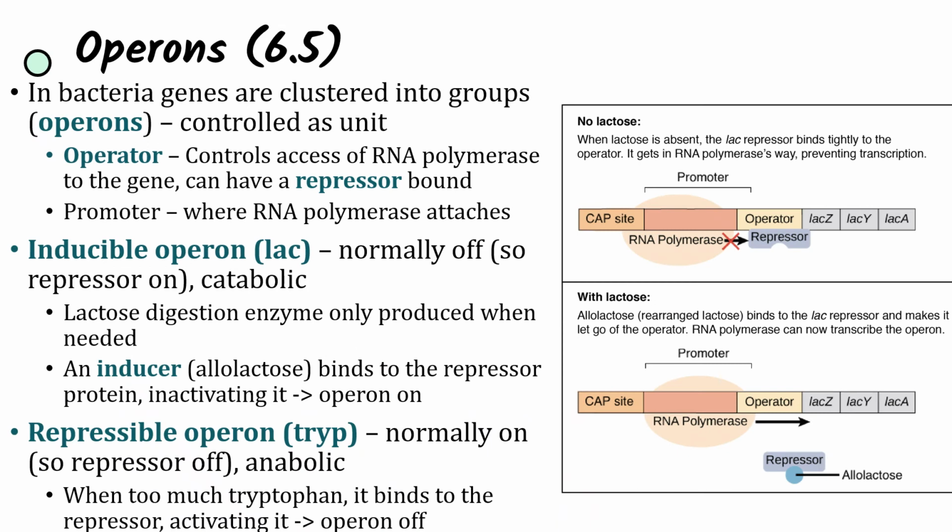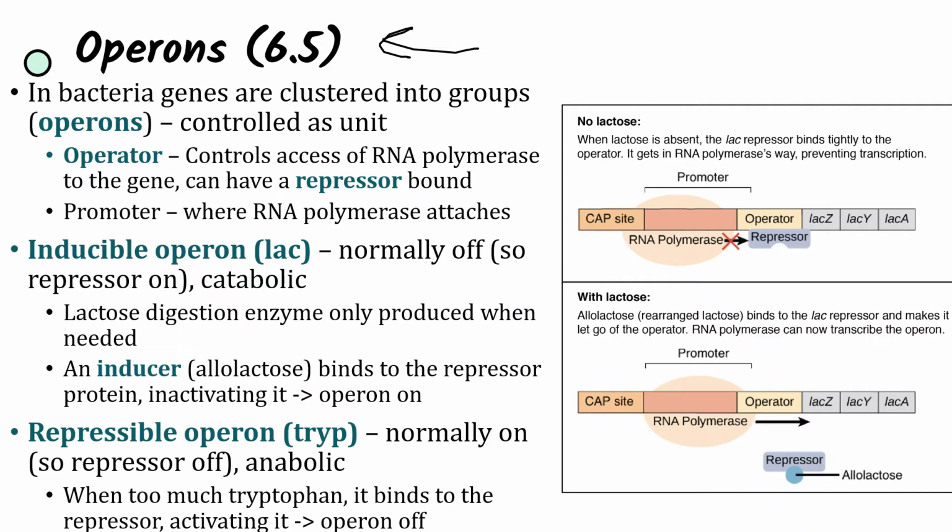So within prokaryotes, gene expression is regulated through the use of operons. And operons are genes clustered into groups, and they're controlled as one unit, sort of like transcription factors inducing transcription for multiple genes in a coordinated effort. And operons consist of the group of genes that can be expressed, the operator, which controls the access of RNA polymerase to the gene, and the promoter, which is where the RNA polymerase attaches. And the operator is able to have a repressor bound. And when the repressor is bound to the operator, RNA polymerase is not able to access the genes and induce transcription.